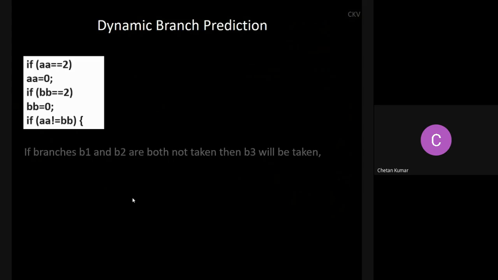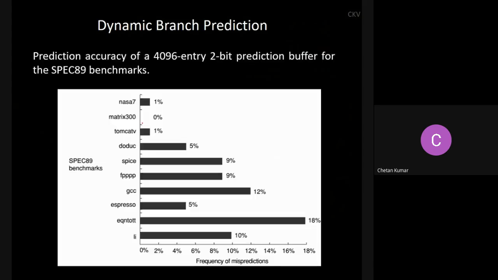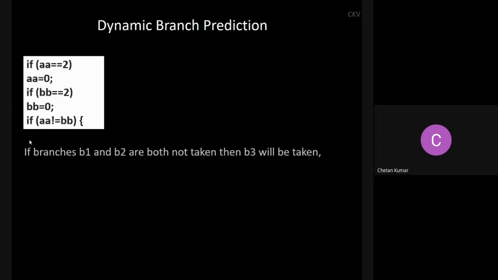So again, in addition to this, whatever I discussed now are the basic prediction schemes. In today's processors, they have much more advanced schemes. For example, if you take this scenario, I'm just representing it in a high level language. If A is equal to 2, you initialize A to 0. If B is equal to 2, you initialize B equal to 0. And let's say there is another condition, if A not equal to B. Can you tell me, if those two branches are not taken, what will that tell you?